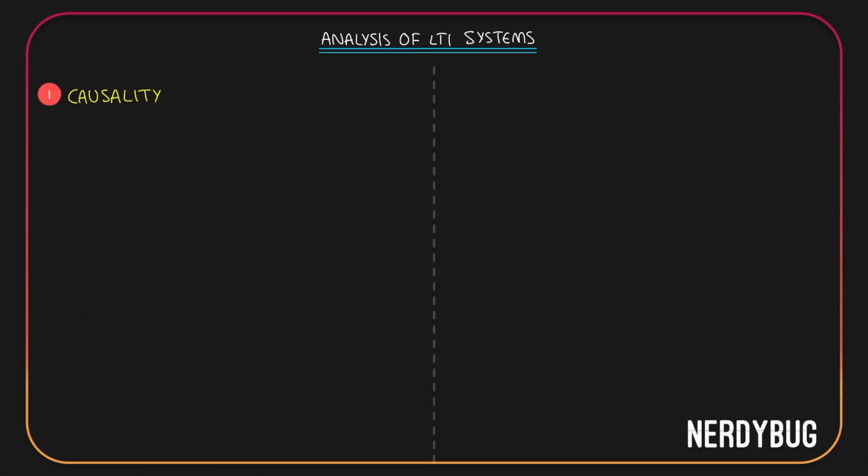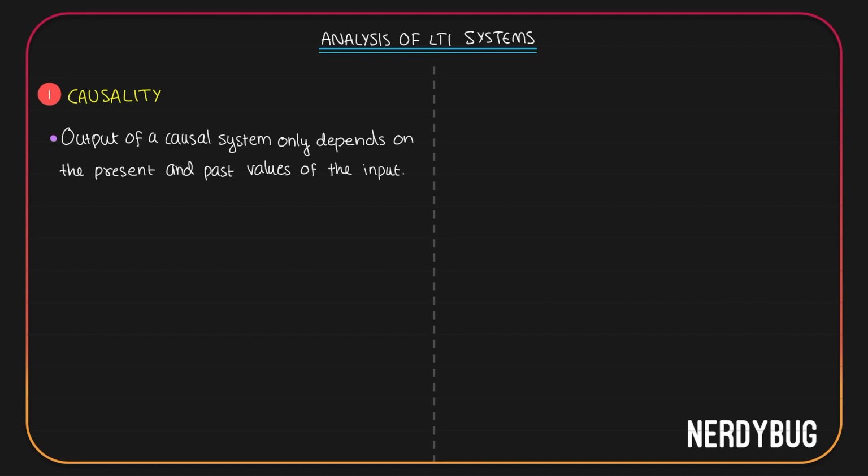Let us now learn how to check the causality of an LTI system using Z transform. Let us start by defining what a causal system is. An LTI system is supposed to be causal if its output only depends on the present and past values of the input. It should not depend on any of the future inputs.